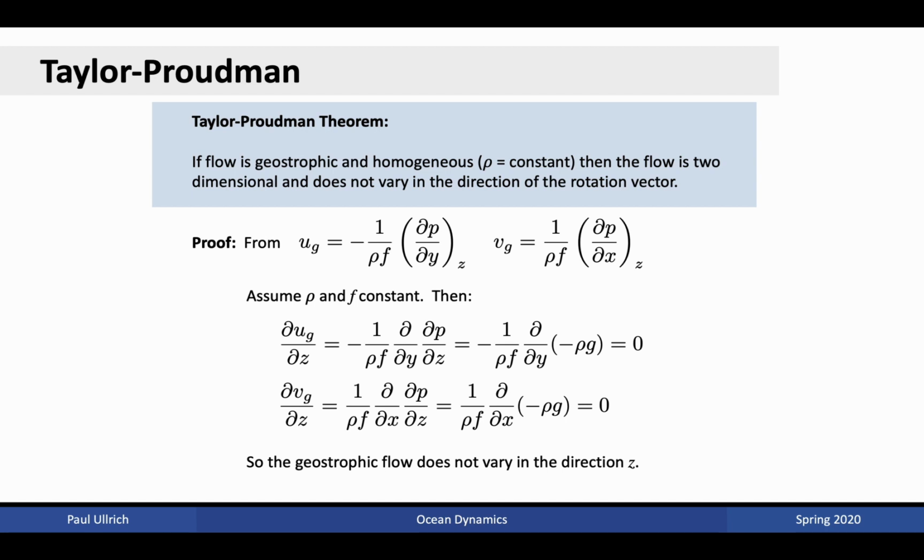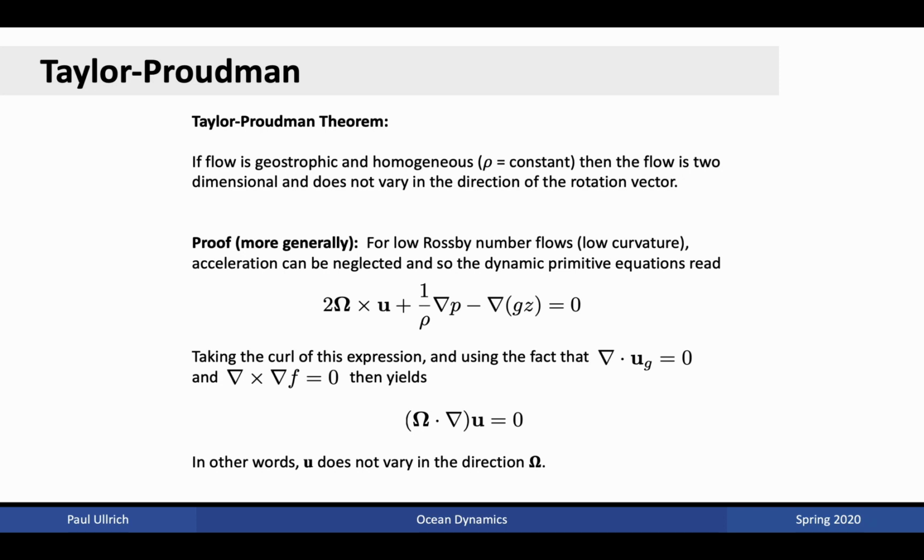So in the case of constant density, we must have 0 geostrophic flow variation in the z direction. So it's fortunate that we do have this density anomaly in the background state. Otherwise, we wouldn't be able to have surface currents that emerge from this integration through the ocean depth.